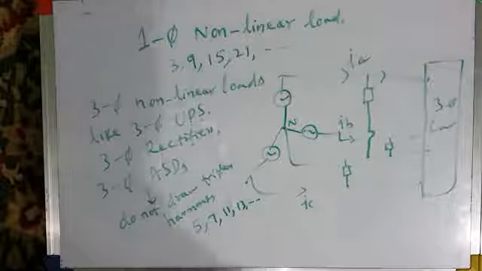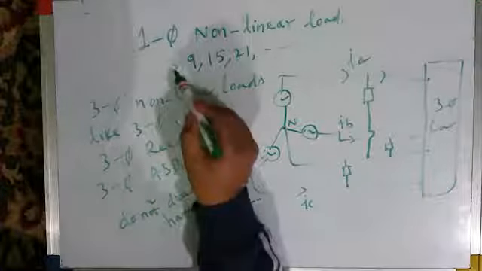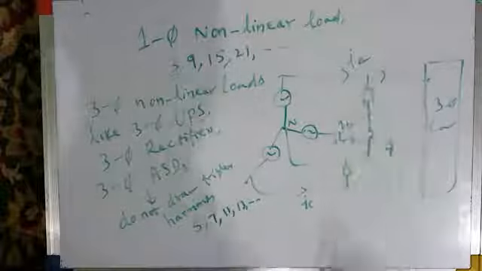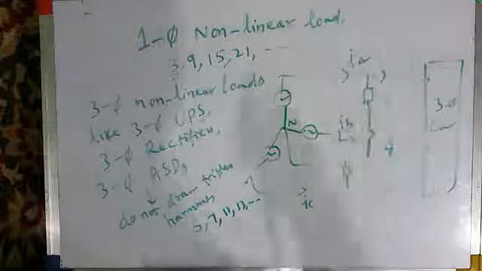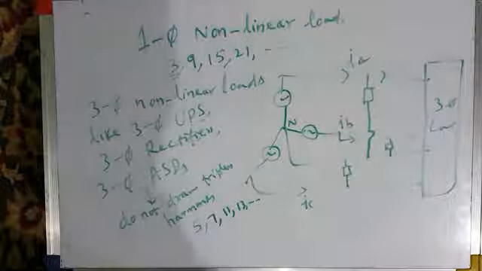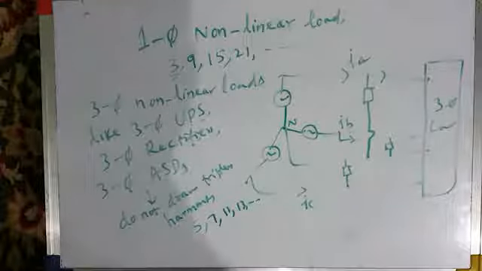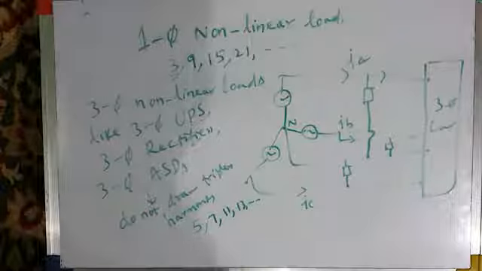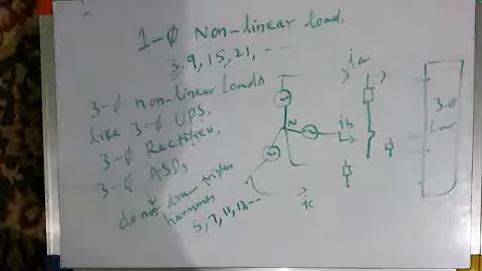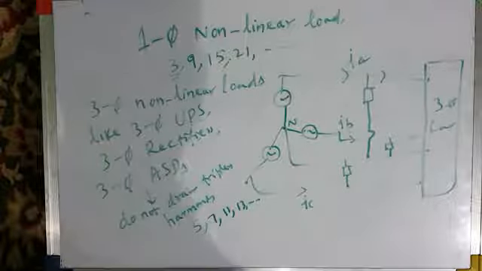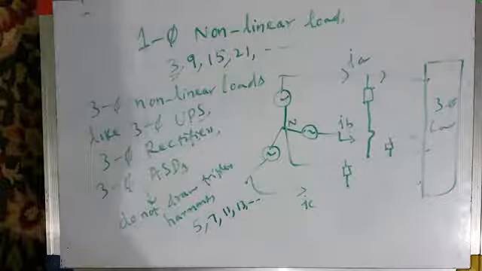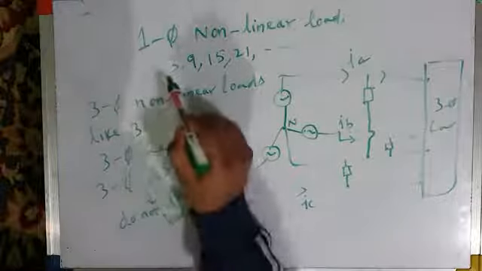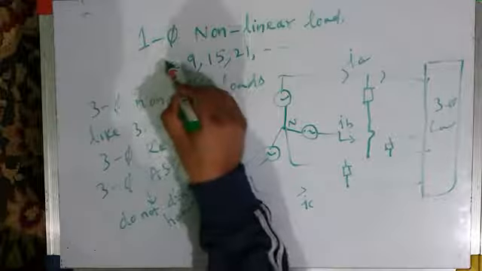Which loads then cause neutral current? Which loads then draw these triplen harmonics? Single-phase loads, like single-phase induction cooker, single-phase LED lighting system, TV power supplies, set-top box power supplies, inverter air conditioning systems, inverter-based refrigerators, and computer power supplies, which are switch mode power supplies. They all draw harmonics, and they draw triplen harmonics.